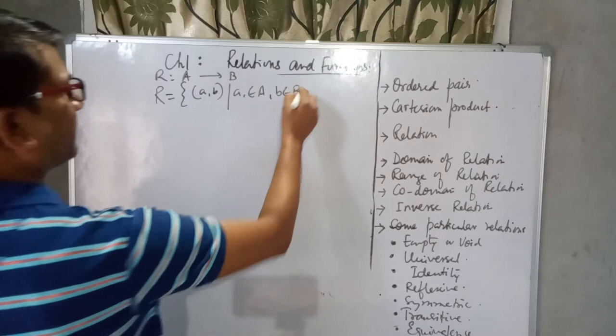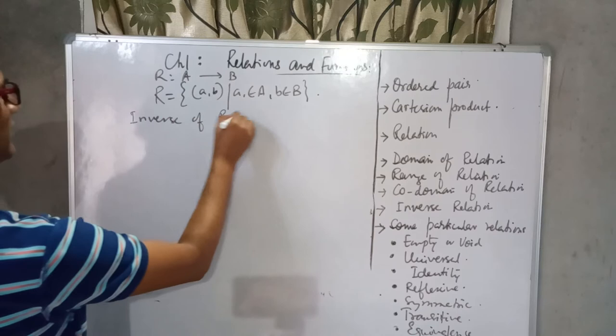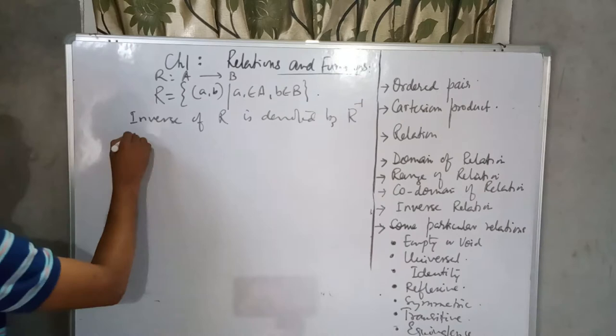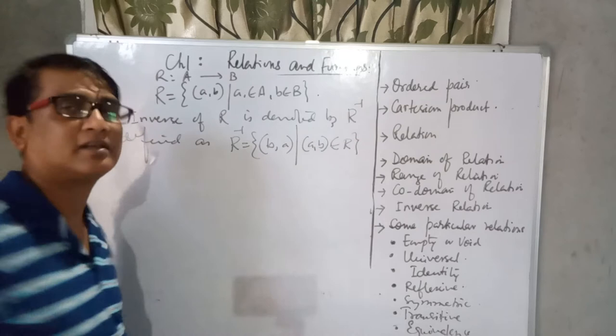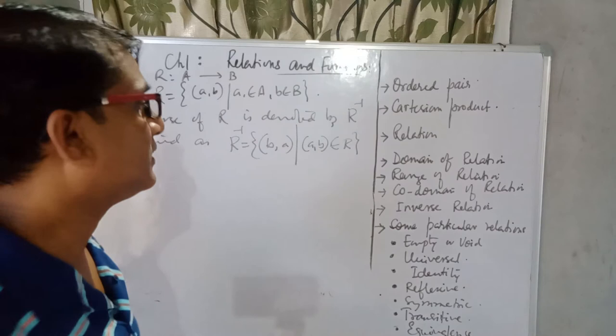The inverse of R is denoted by R inverse, and defined as R inverse is equal to what? (b, a) such that (a, b) belongs to R. R inverse is nothing but (b, a) such that (a, b) belongs to R. That is the inverse of relation. So these are the basic things we already got in class 11.